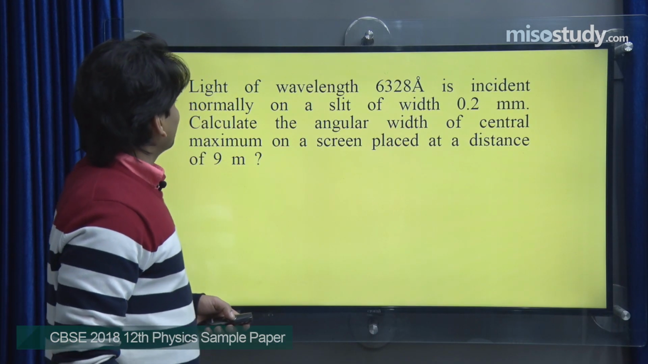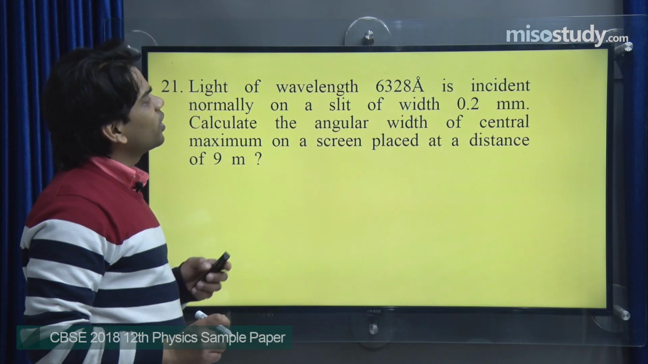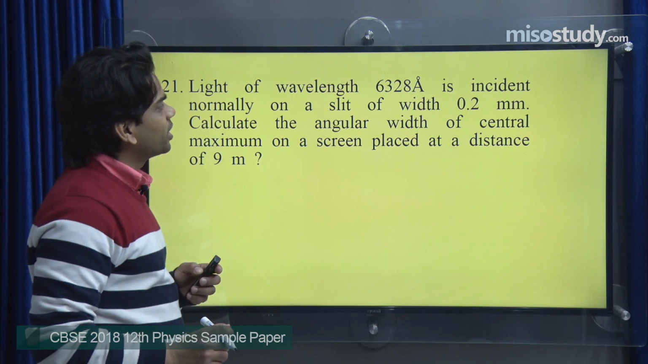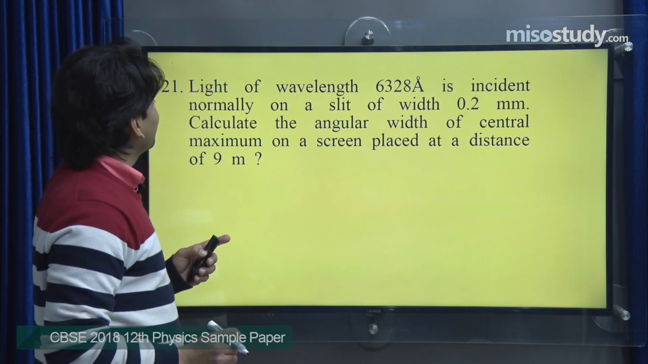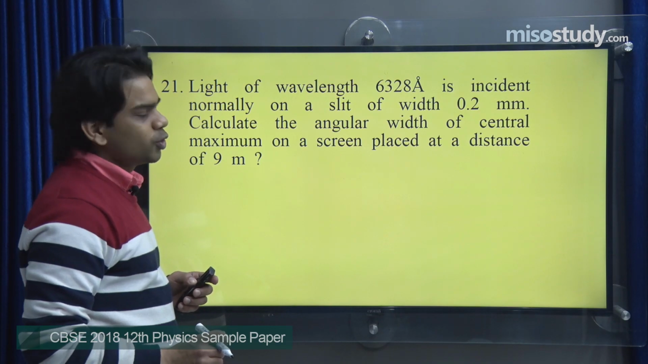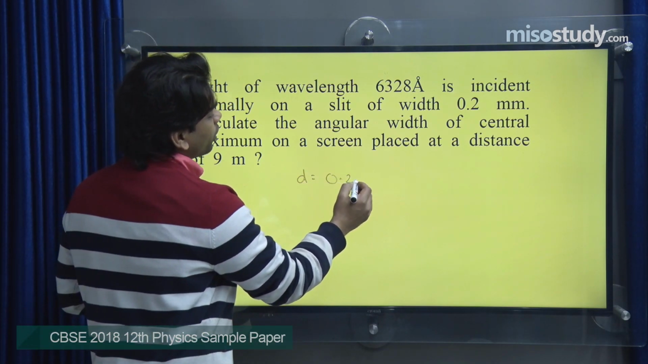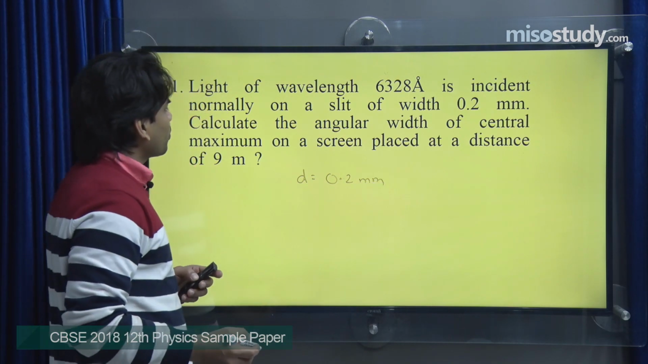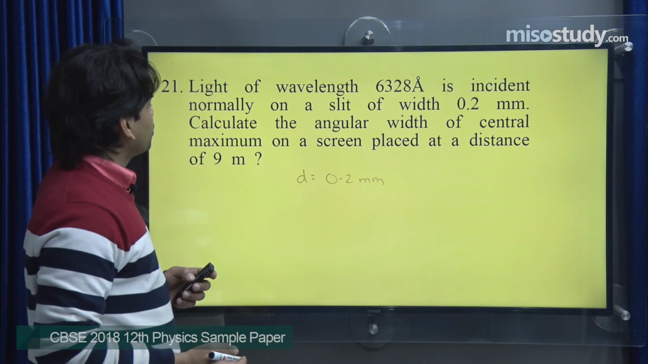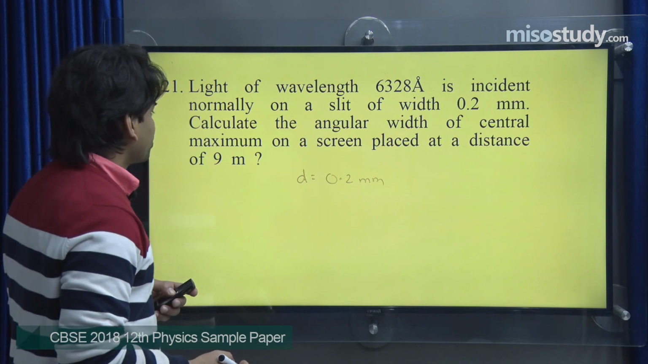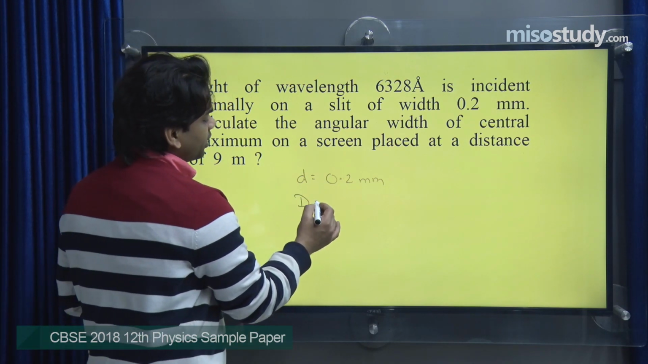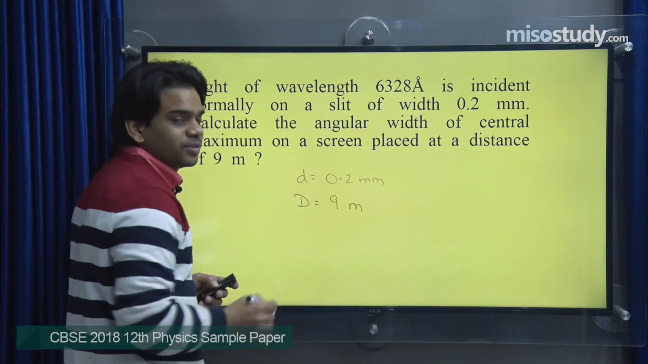Next question, that is 21. Light of wavelength 6328 angstrom is incident normally on a slit of width 0.2 mm. So we are given here slit width as 0.2 mm. Calculate the angular width of the central maximum on a screen placed at a distance of 9 meter. Capital D is given as 9 meter.